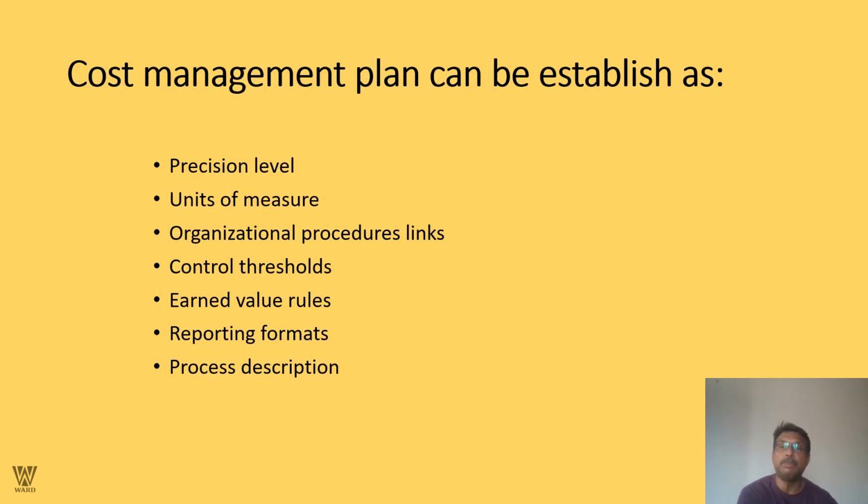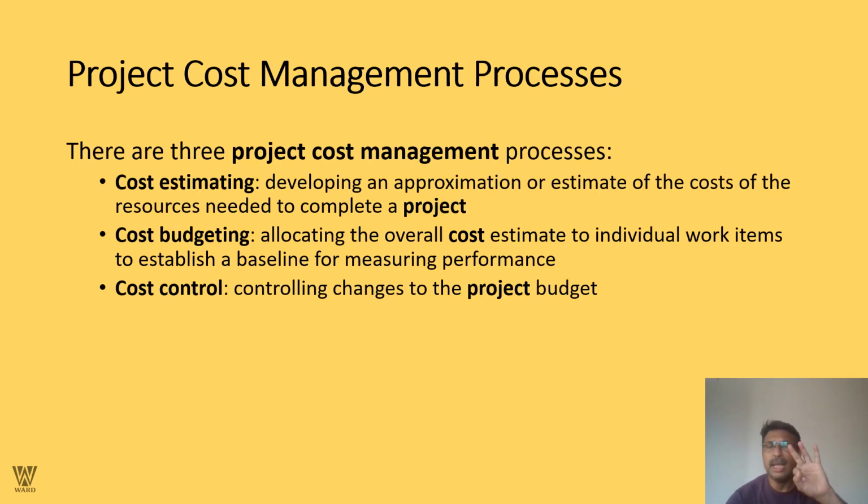The cost management plan must be established with a precision level, units of measure, organizational procedure links, control thresholds, earned value rules, reporting format, and process description, as the case might be. There are three project cost management processes. Cost estimating: developing an approximation or estimating the cost of resources needed to complete a project. Cost budgeting: allocating the overall cost estimate to individual work items to establish the baseline for measuring performance. Cost control: controlling changes to the project budget. That is what we are looking into. So we have cost estimating, cost budgeting, and cost controlling.